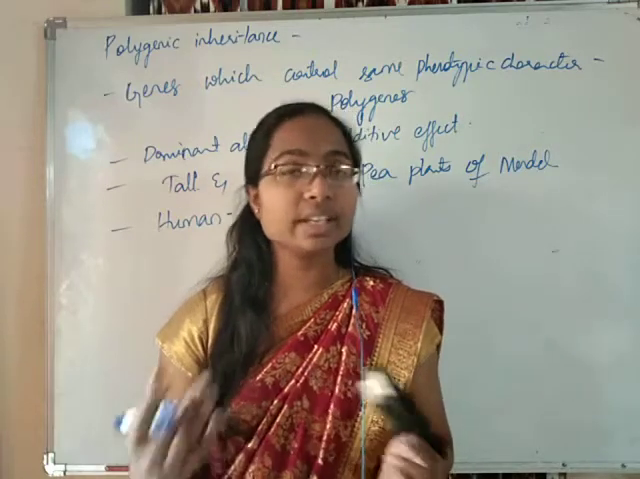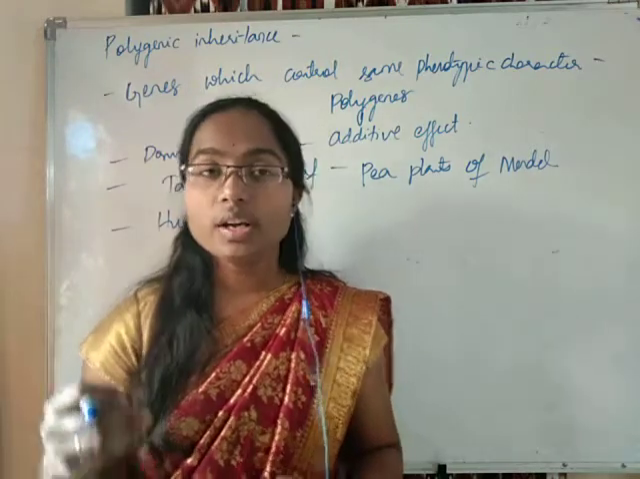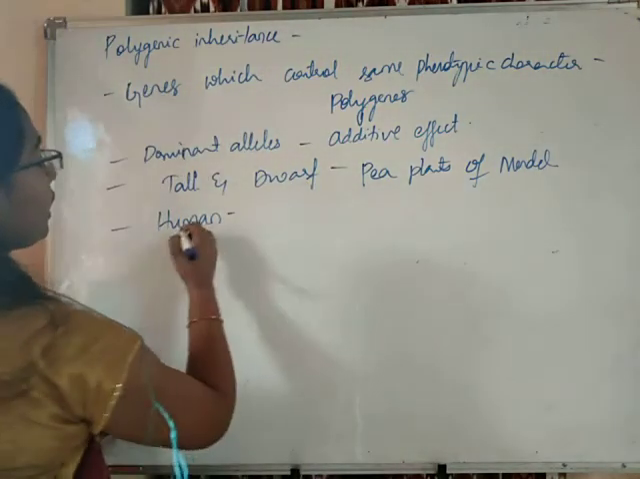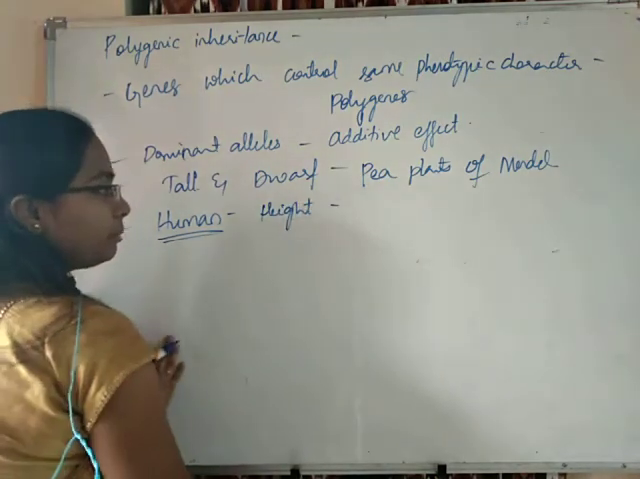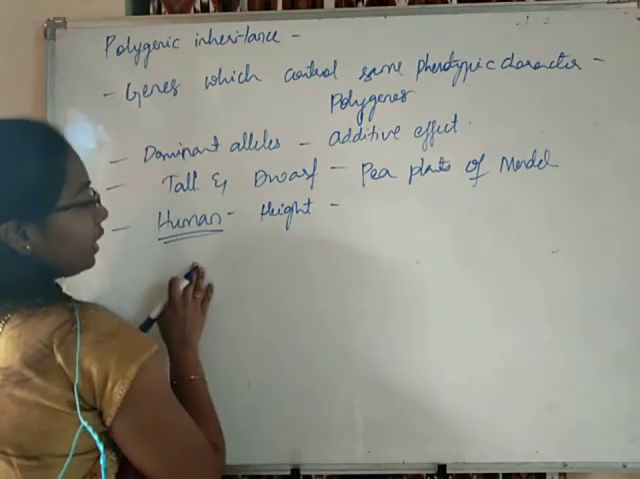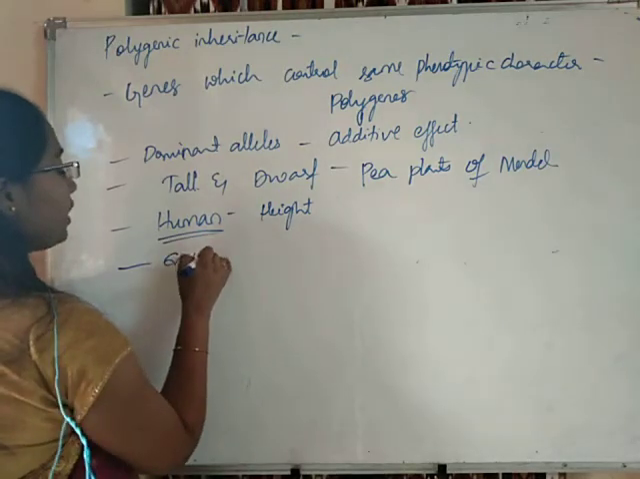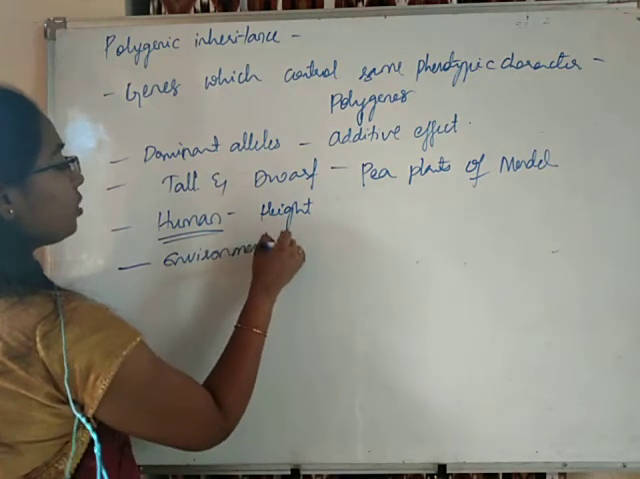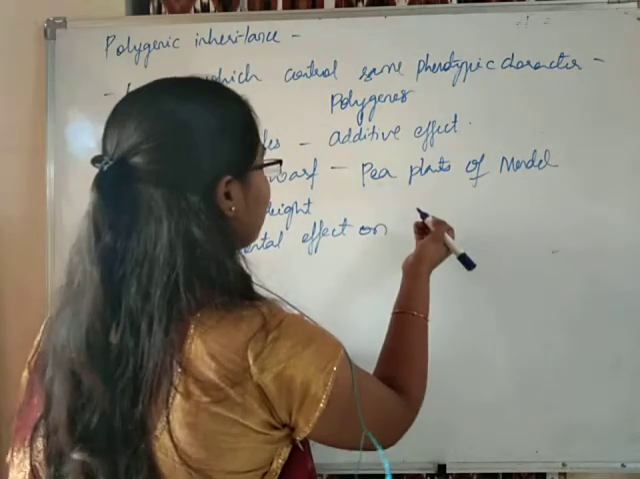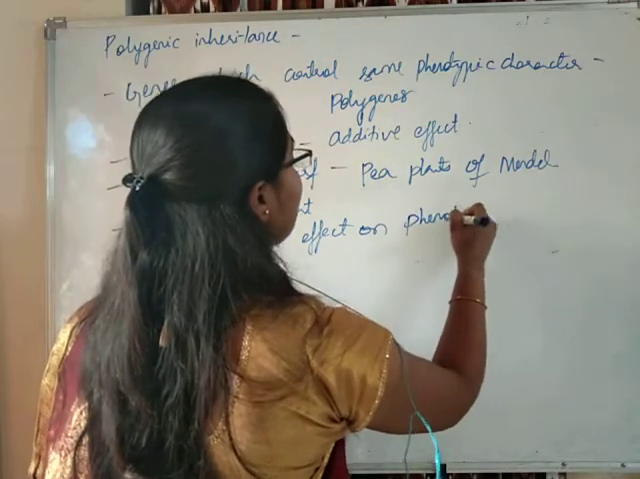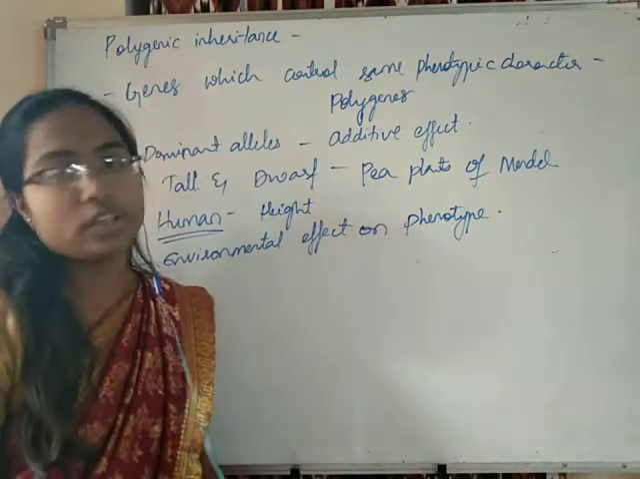And sometimes on these polygenes there will be an effect of the environment also. Here I have given you the example of human height. There are different possible heights in human beings, caused due to polygenic inheritance. In polygenic inheritance there is also an effect of the environment on the expression of the phenotype.